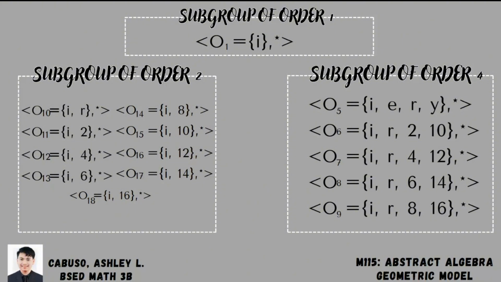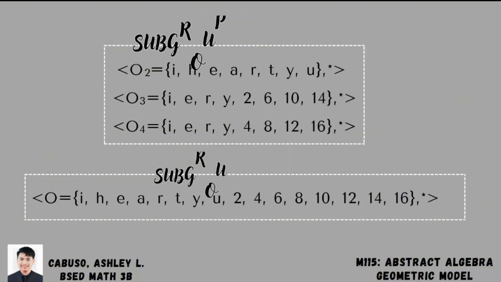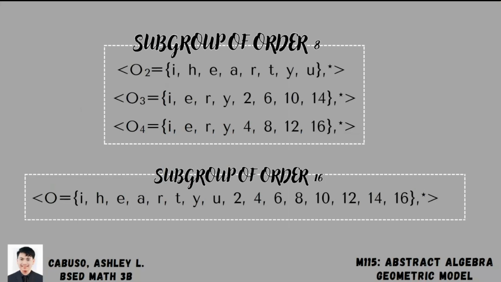Next one, the subgroups of order 4, or the medium proper subgroups. O sub 5 is equal to IERY, O sub 6 is equal to IR210, O sub 7 is equal to IR412, O sub 8 is equal to IR614, O sub 9 is equal to IR816.